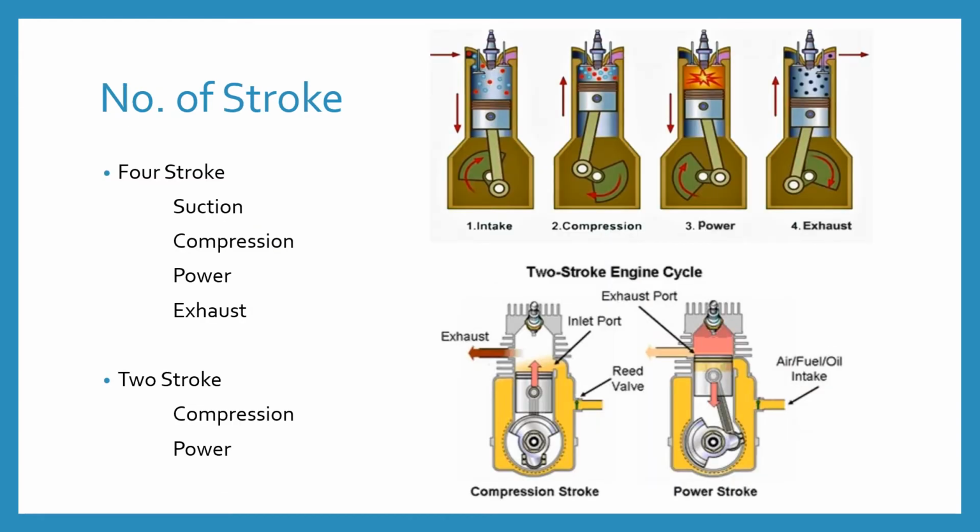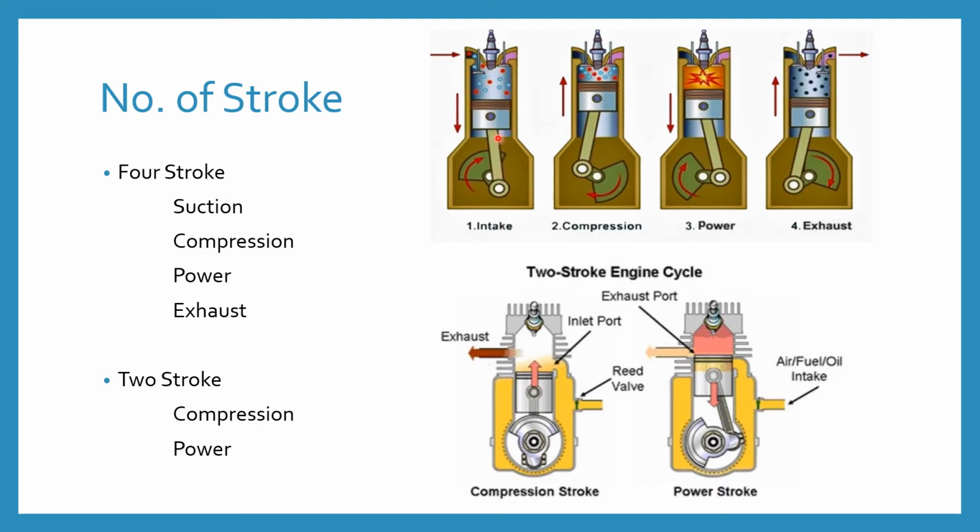Next is number of strokes. Basically, engines can be divided into two types: the 4-stroke engine and the 2-stroke engine. 4-stroke means the engine has 4 strokes: the suction stroke, compression stroke, power stroke, and the exhaust stroke. First one is suction, then compression, then power, then the exhaust. As you can see in this picture, here the piston moves downwards. That means it is the intake stroke.